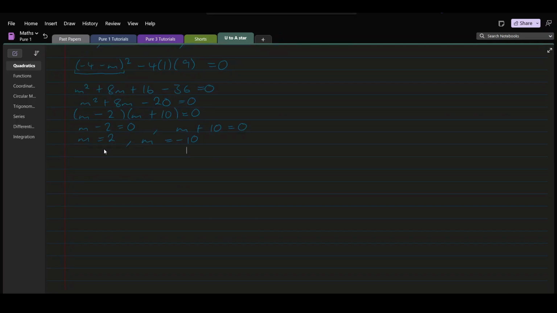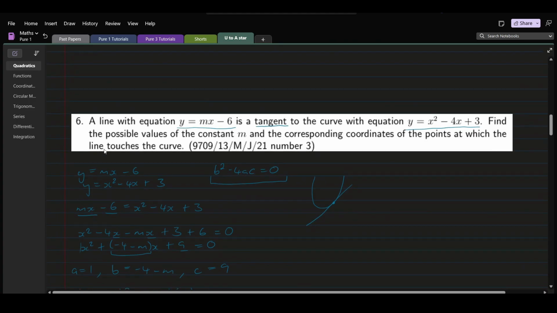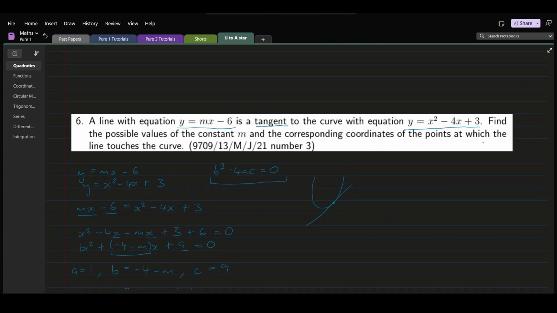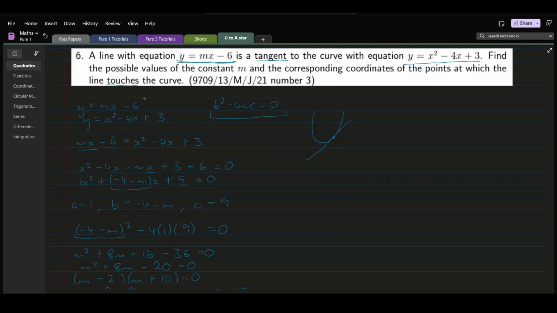Okay, so we found the possible values of m. Now the question also wants us to find the coordinates of the points of intersection, or the points at which the line touches the curve. So to do that, we would basically have to solve these two equations simultaneously. And we know that we created an equation that combined both of them, which is this equation over here.